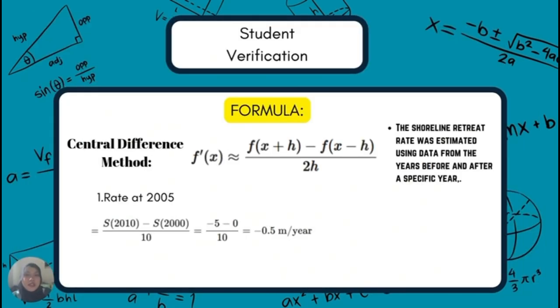After calculating the rate of shoreline retreat using derivatives, the results were verified using an alternative method known as the central difference method. So the formula used is f prime of x equal to f of x plus h minus f of x minus h, divided by 2h. So for the rate at 2005, since 2005 is the specific year, I use the data from 2000 and 2010, which is 5 years before and after 2005.